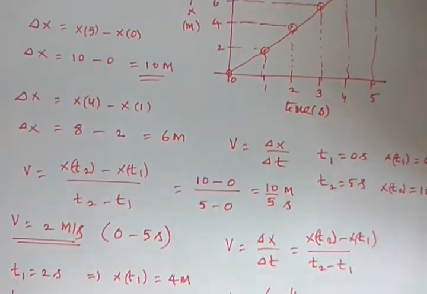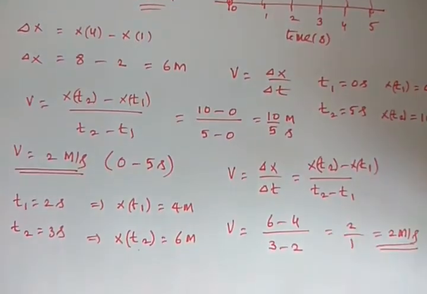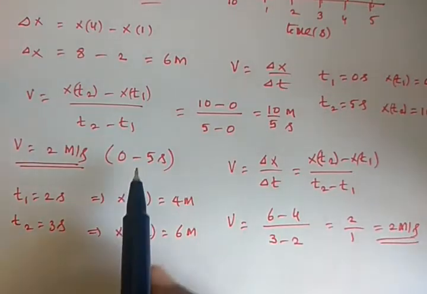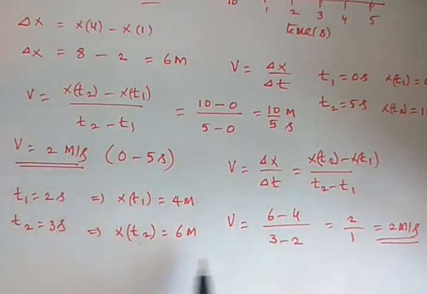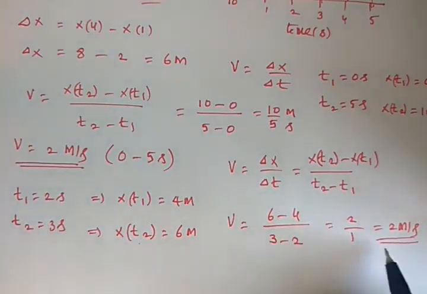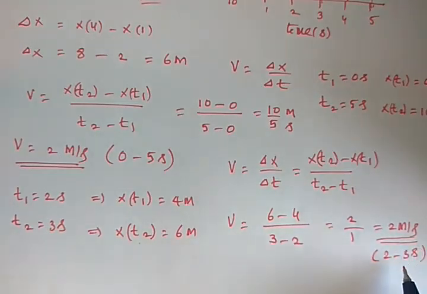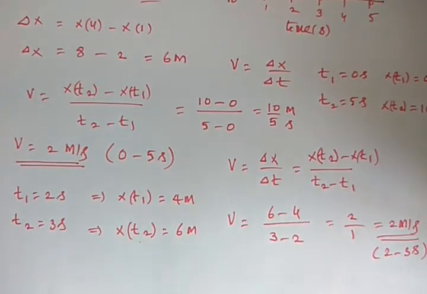So from that you can say that the body is moving with a uniform velocity, and whatever the time interval, it may be 0 to 5 or maybe 2 to 3. This is the answer we got for 2 to 3. So whatever the interval, your average velocity is the same. So it means that the velocity of the body is constant. At any point of time, the velocity of the body is constant.